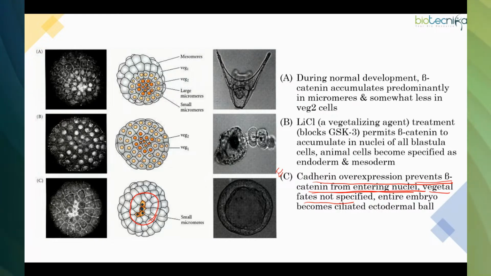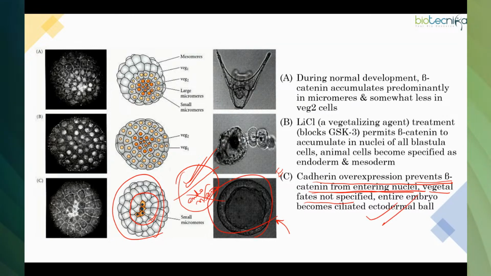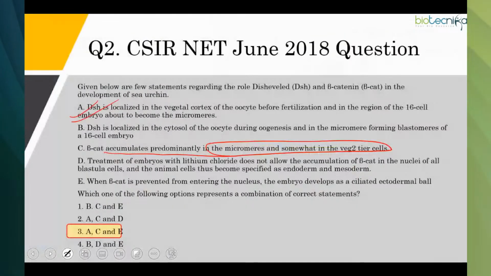Now, tell me, without entering the nucleus, how can beta catenin allow the expression of the mesenchyme specifying genes? So that is why in this case, the vegetal section, which was forming endoderm and mesoderm, will not get specified. Only ectoderm will get specified. So all the cells become ectoderm. The entire thing becomes a ciliated ectodermal ball. So based on this only, you can see.